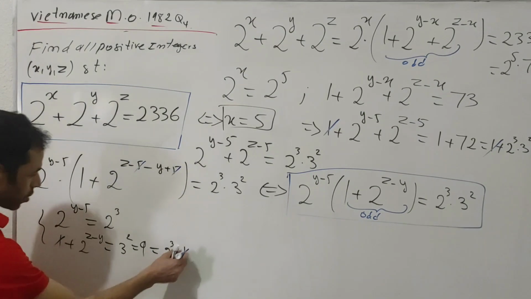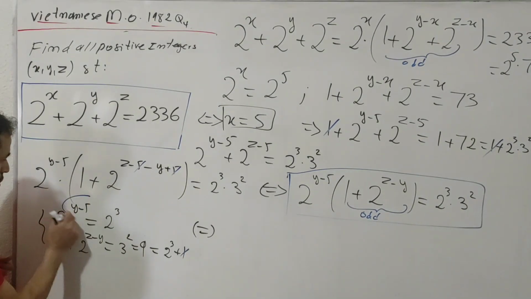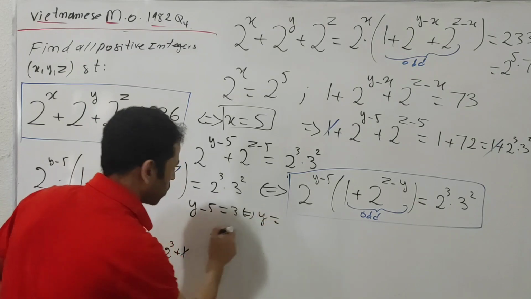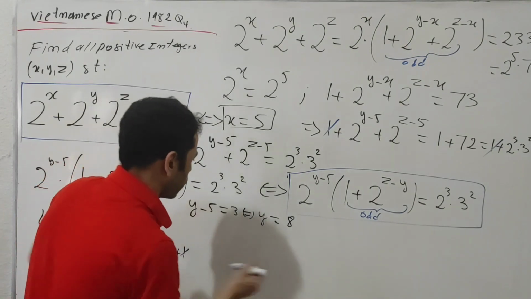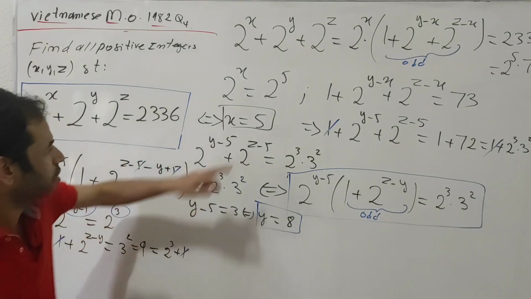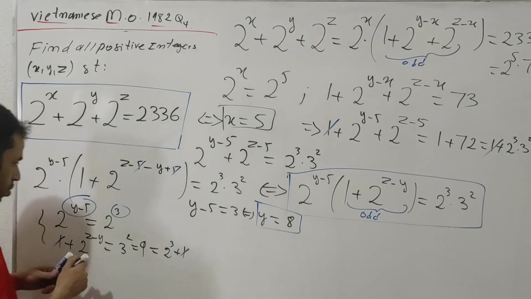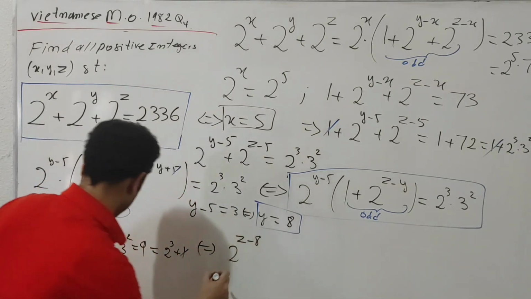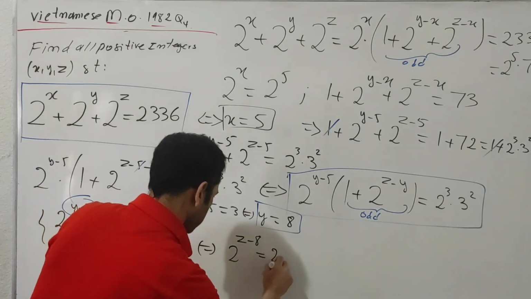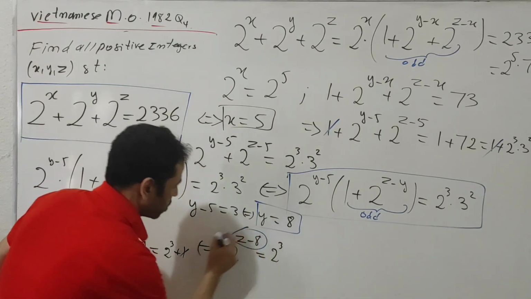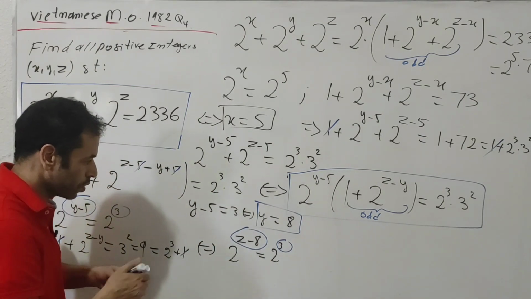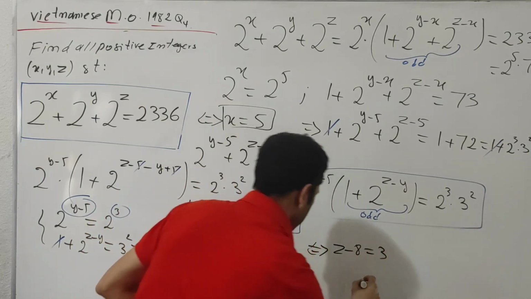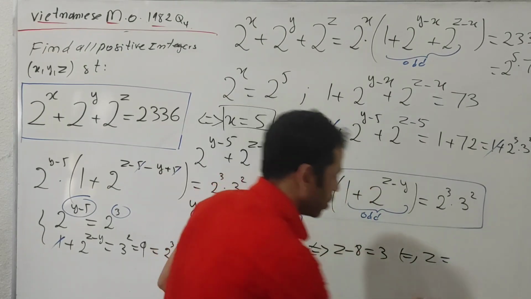For this one, number 1 is cancelled out, then this exponent also equals 3. So I will have y minus 5 equals 3, which is equivalent to y equals 3 plus 5, which is 8. Now I found the value of y. I found x, I found y. Now I'm going to find z. So I will have 2 to the z minus y, and y will be replaced with 8, equals 2 to the 3. Now it's very clear here. So this exponent z minus 8 will be equal to 3, which is equivalent to z equals 3 plus 8, which is 11.